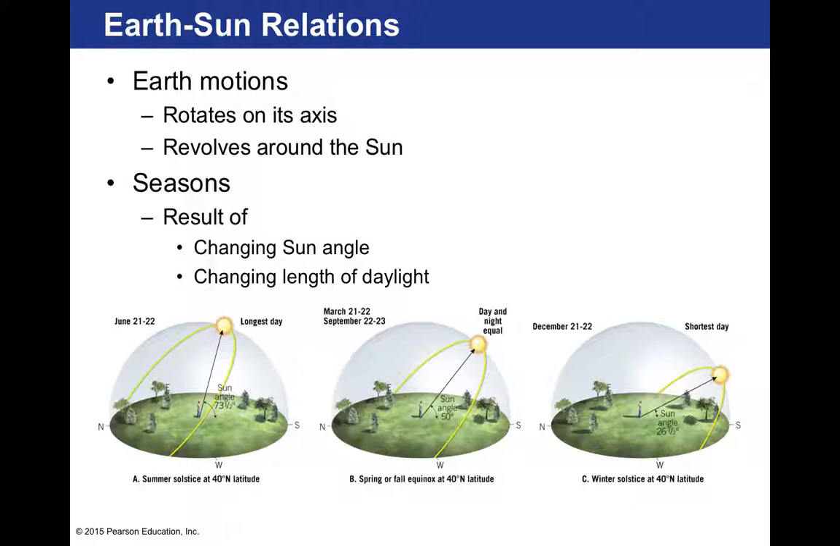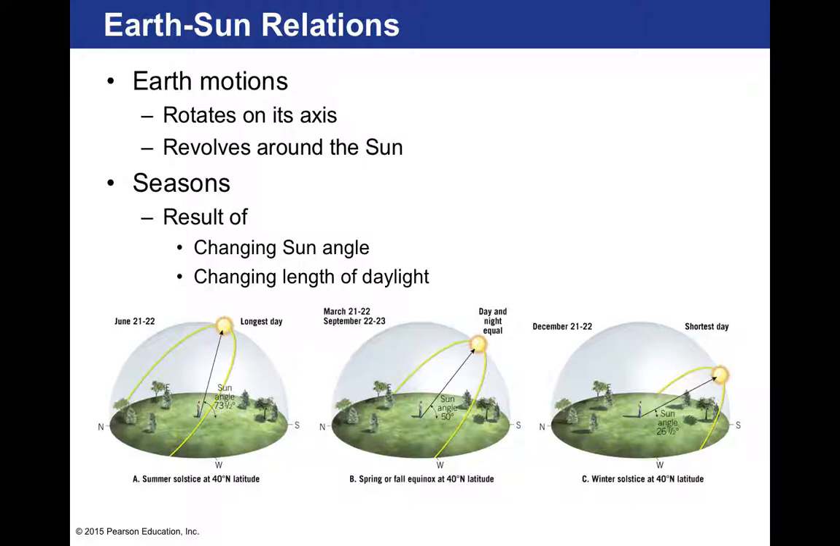All right, one last thing for this first part of chapter 16 would be the relationship between the Earth and the Sun. So we know the different types of motions the Earth has from a previous chapter. It rotates on its axis, and it also revolves around the sun. The result of this is changing seasons.